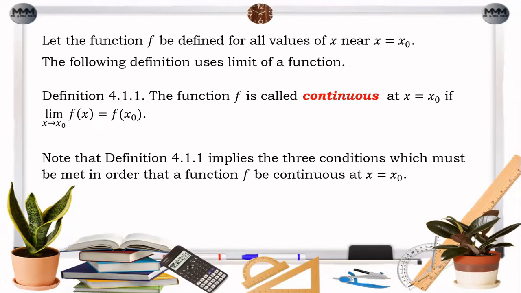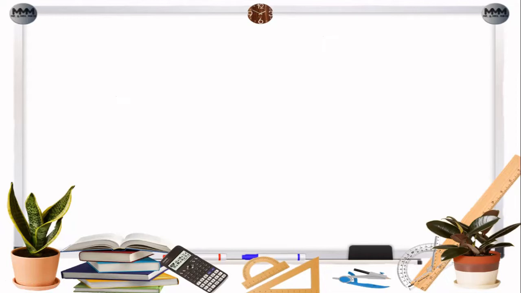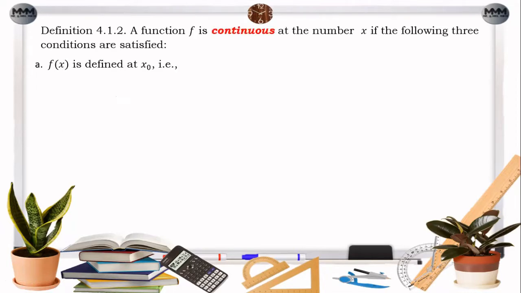Note that the previous definition implies the three conditions which must be met in order that a function f be continuous at x sub 0. Now, here are the three conditions. First, f of x is defined at x sub 0. That is, we will show that f of x sub 0 exists.